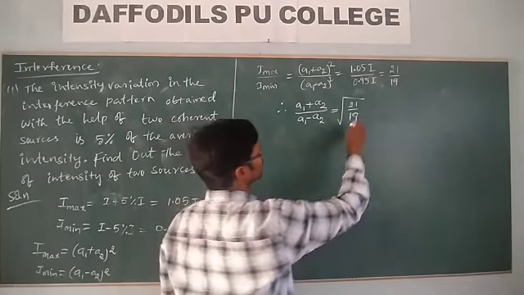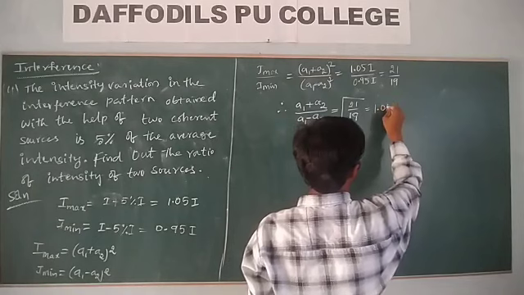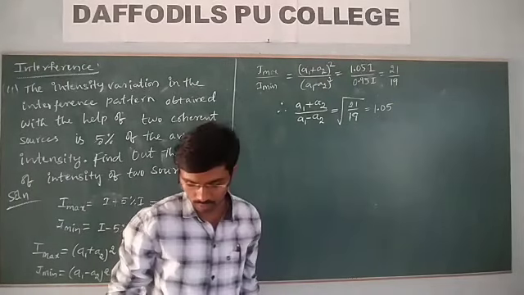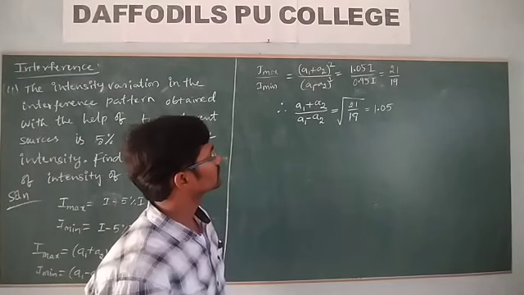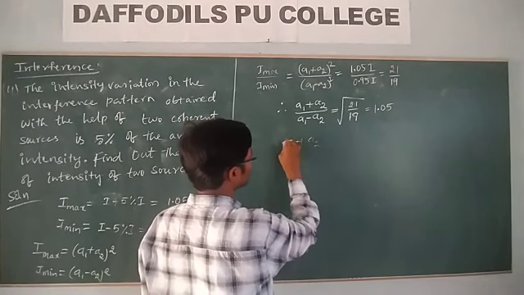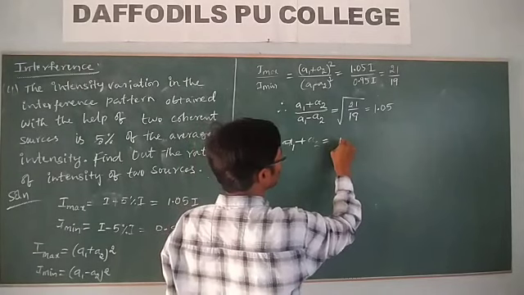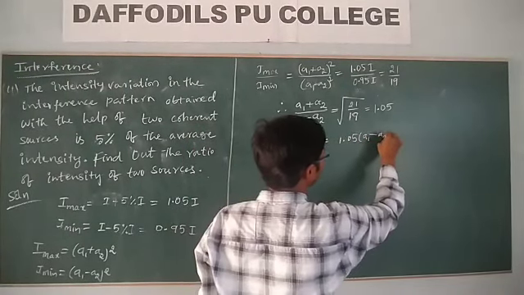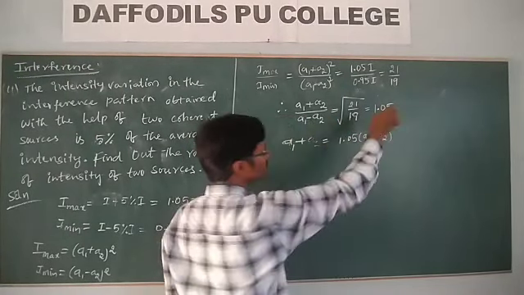And this value is around 1.05. So you can write here, do cross multiplication: A1 plus A2 is equal to 1.05 into A1 minus A2. We just have to cross multiply. Then A1 plus A2 is equal to 1.05 A1 minus 1.05 A2. Then bring the minus 1.05 A2 to this side and A1 to that side.